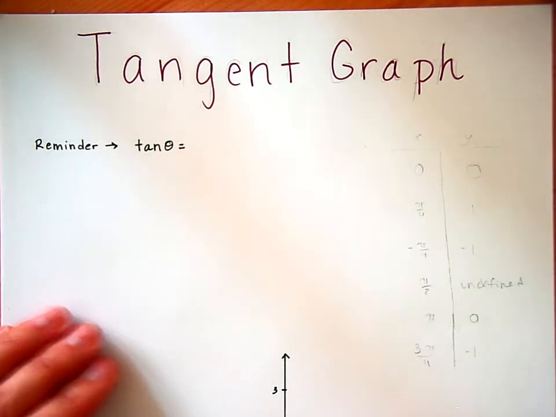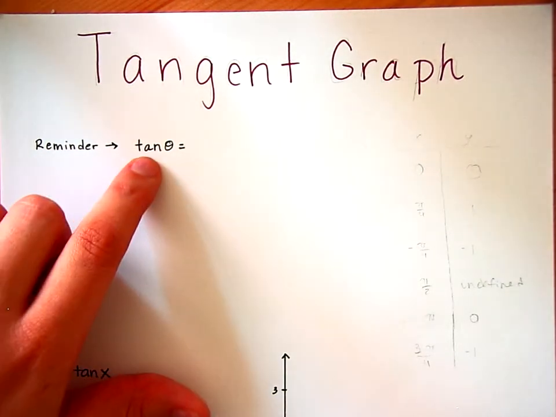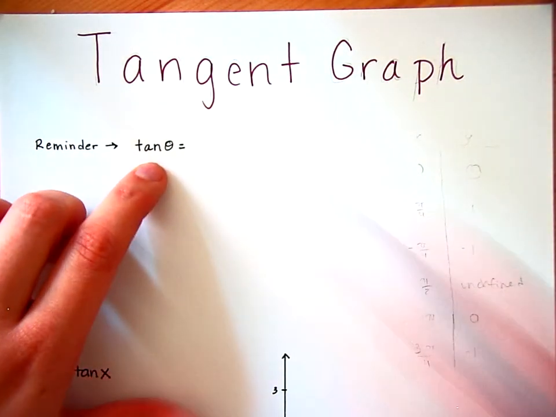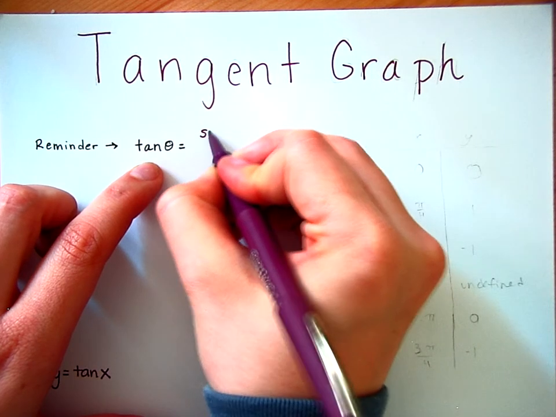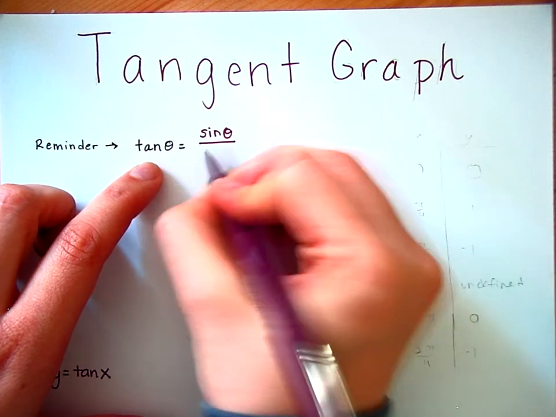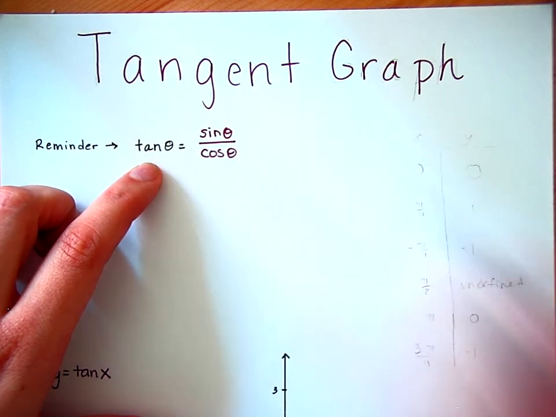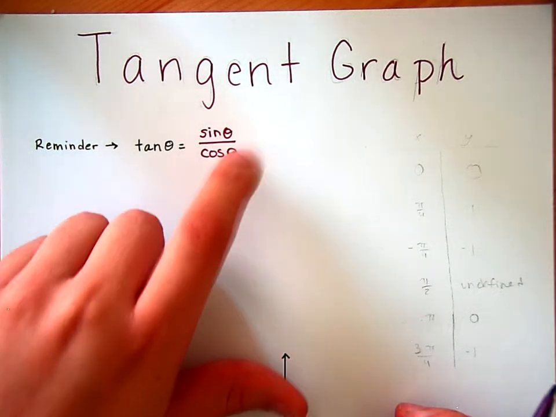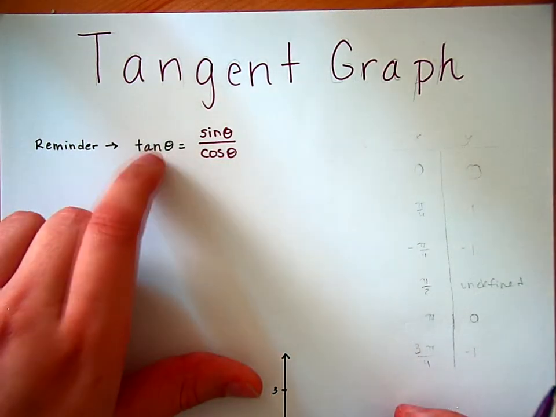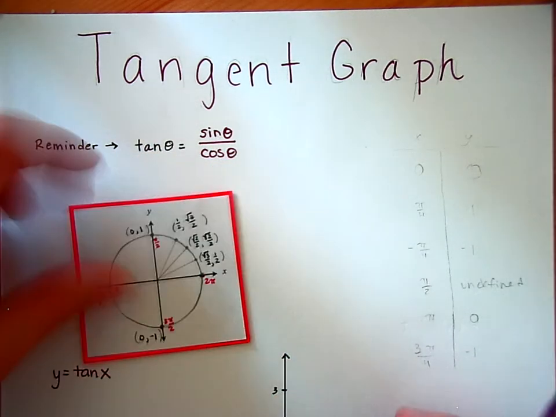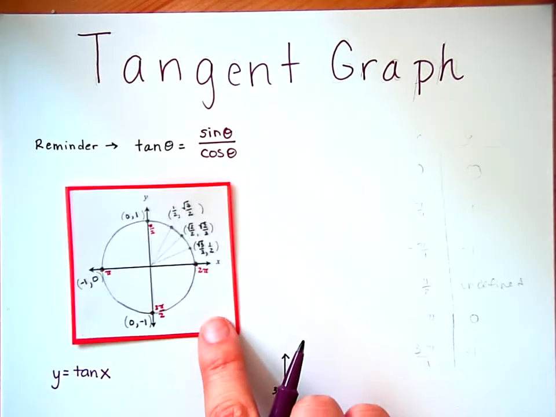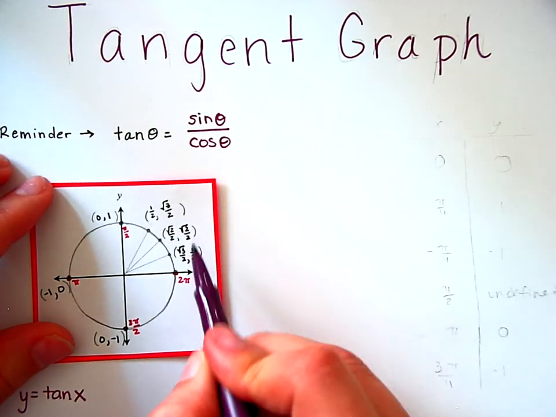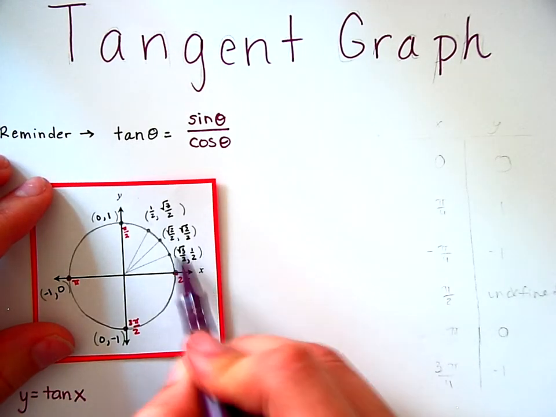Okay, so just a reminder, tangent theta, or tangent of x, tangent of whatever angle, is always going to be the value of sine theta divided by the value of cosine theta. So whatever angle you're talking about, it's going to be the sine value divided by the cosine. That's going to give you tangent. So when we're looking at our unit circle, we don't always write our tangent values, but we can get them really easily by taking sine and dividing by cosine.